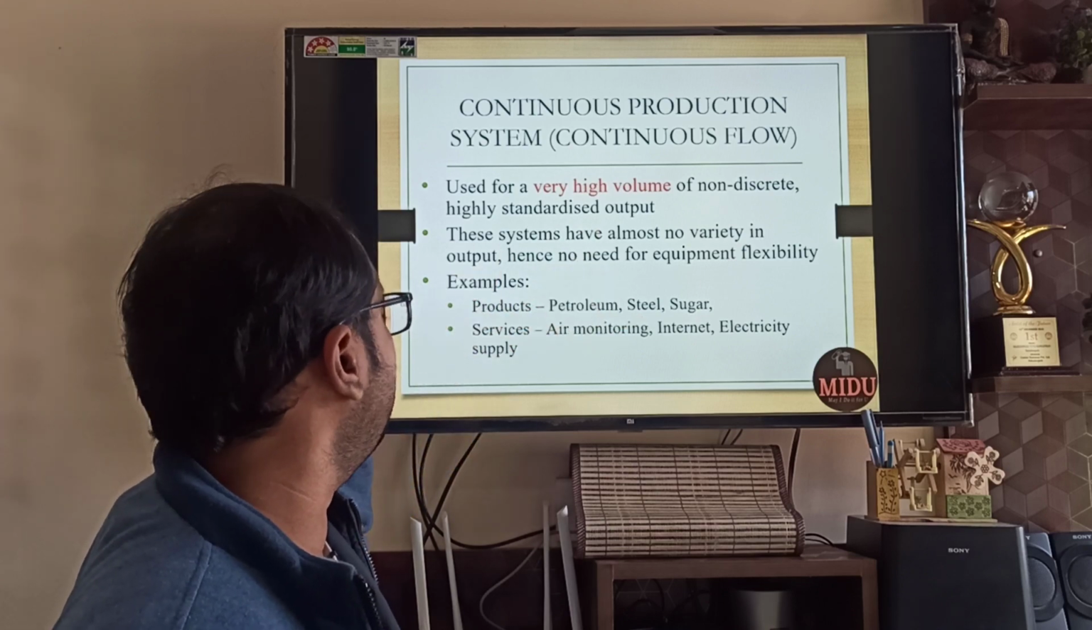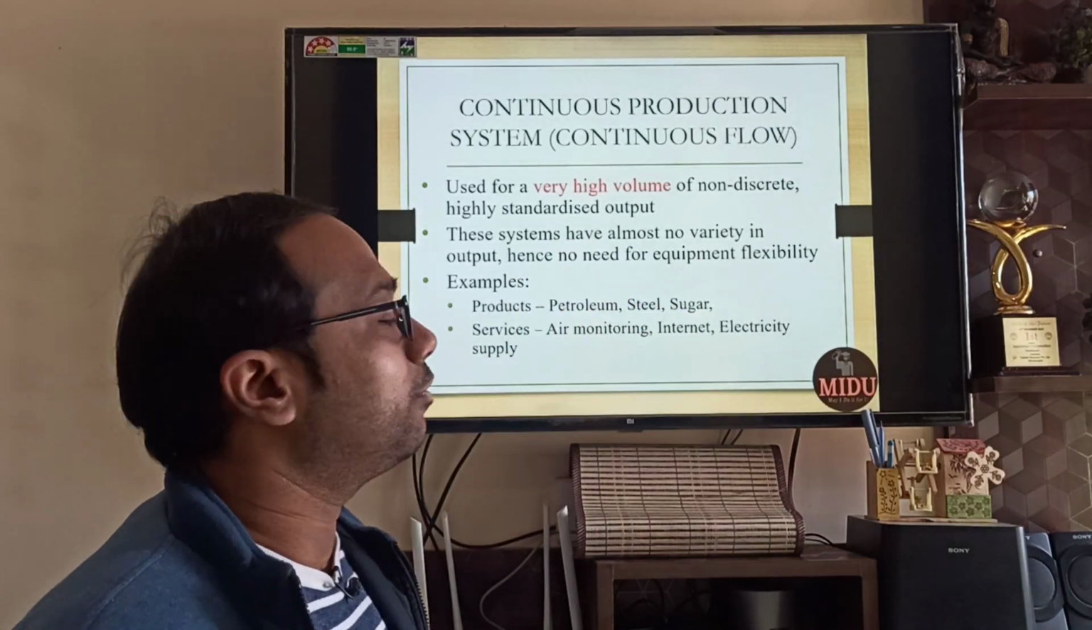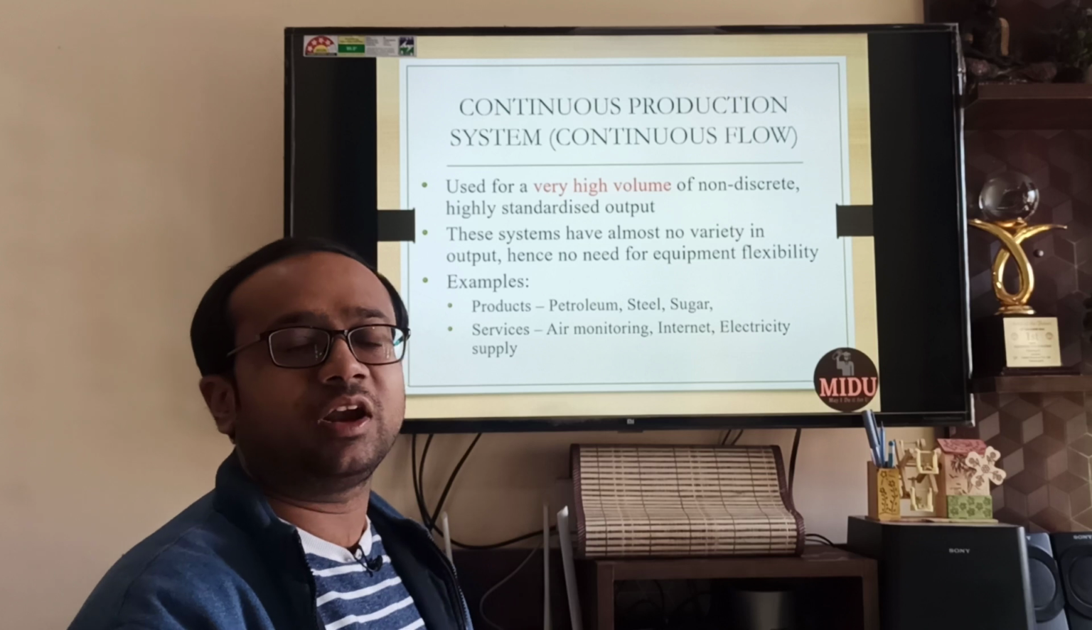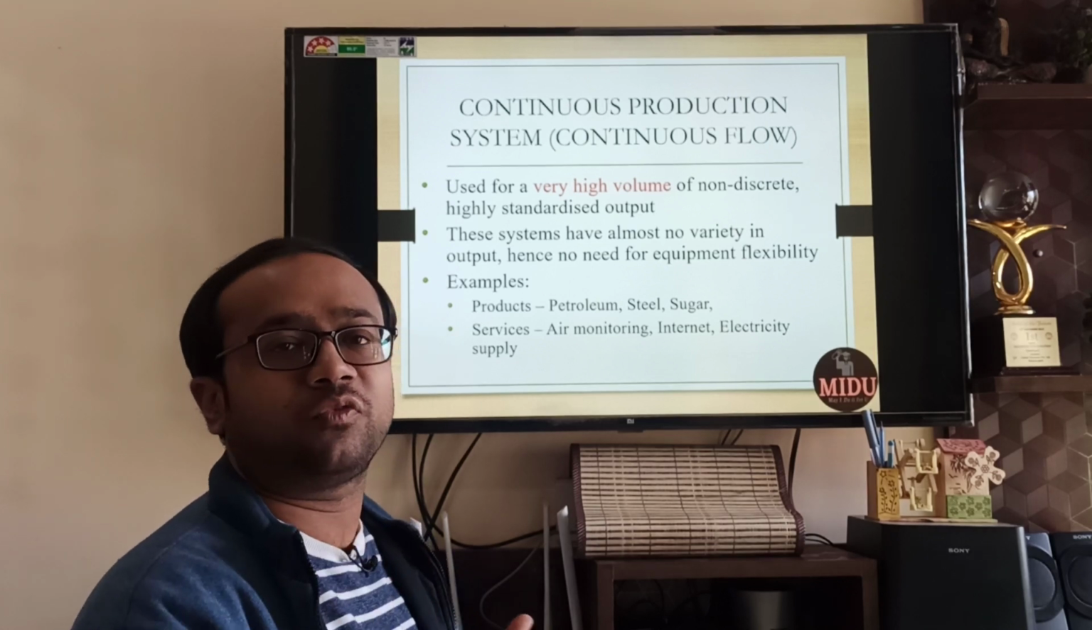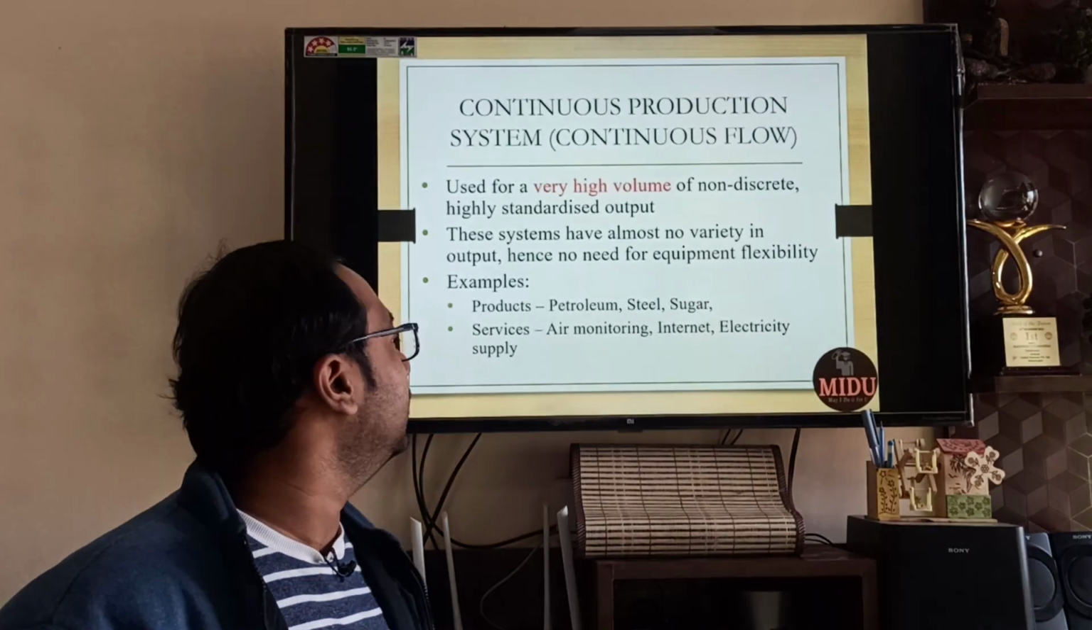These systems have almost no variety, so very little or almost no variety, hence no need for equipment flexibility. So you don't need flexibility, you need equipment to be functioning 24/7 in more number of shifts, more number of days, so that you can get the high volumes that you require.